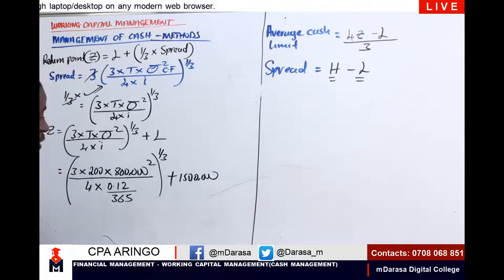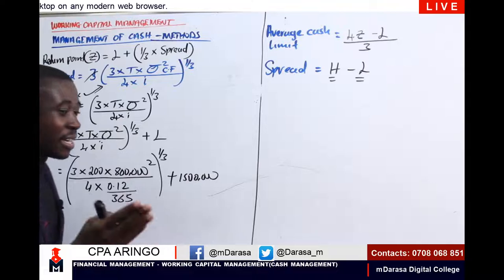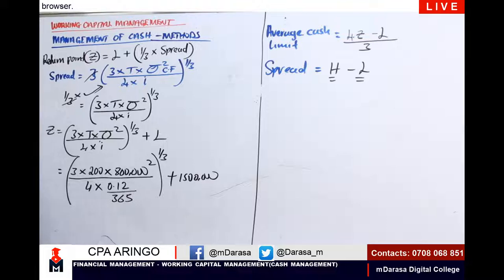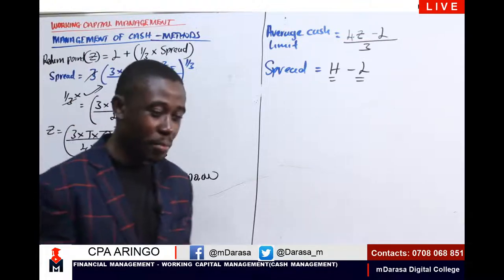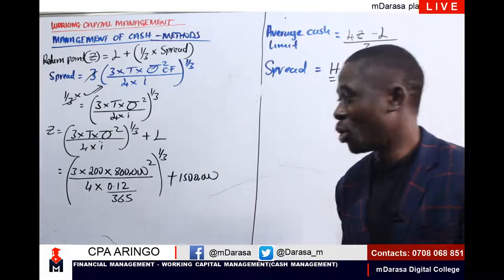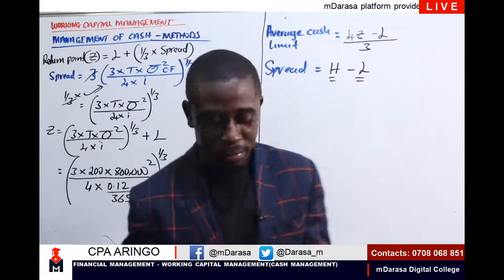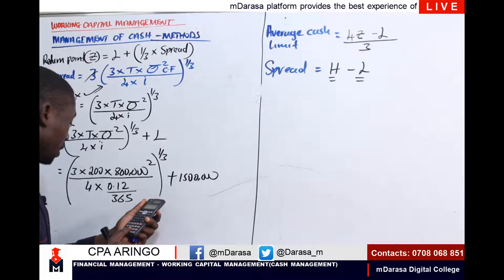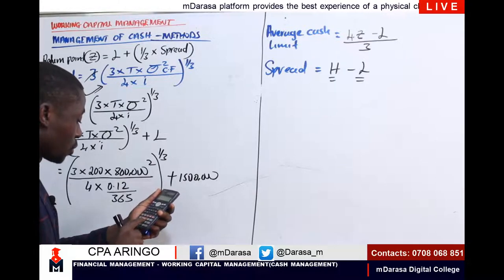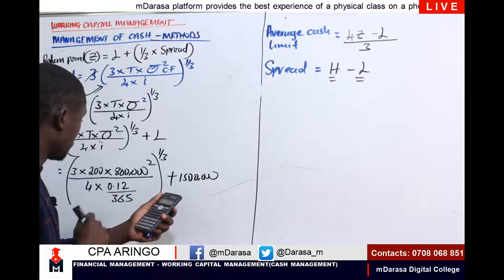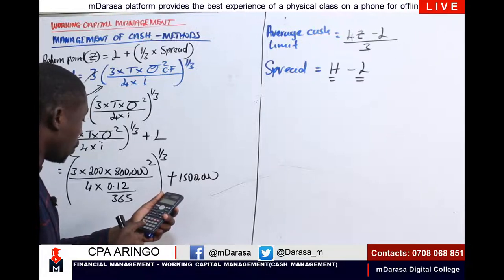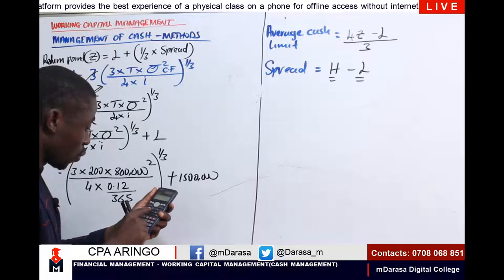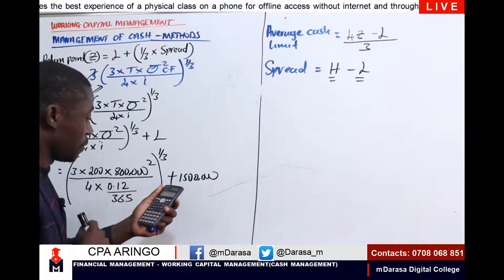So in this context, my good students, I want us to work out together and compare with what you've gotten, to see if you are sailing on the same boat. We start with our numerator here. I'm going to have 3 times 200 times 800,000 squared, which gives my figure there.